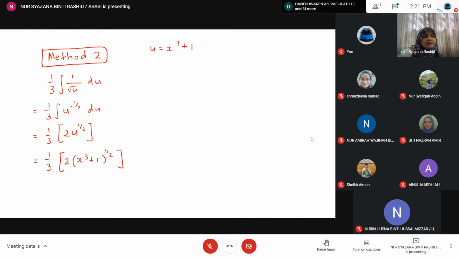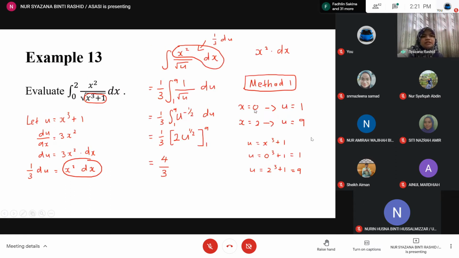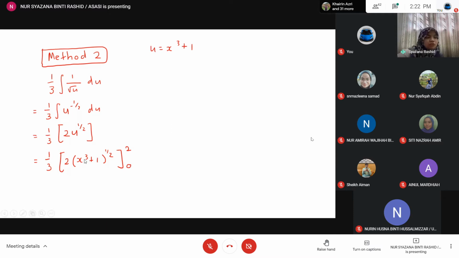If now your answer is in the form like this, you can use 0, 2. Maksudnya you tak tukar tadi. You macam ni. This one you change it. You change 0 into 1, 2 into 9. So now you use 1, 9. Tapi you tak perlulah gantikan sini X. Terus guna U. But if you don't want to change here, you must change on the answer. Apa-apa pun kena tukar juga. So bila selesaikan, jawapannya tetap sama, 4/3.